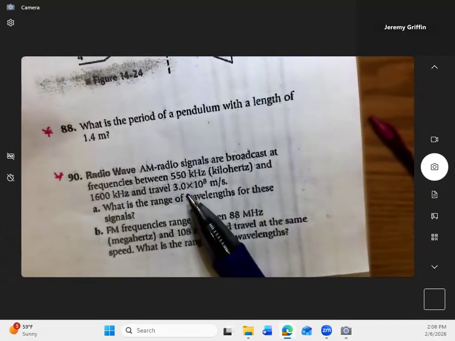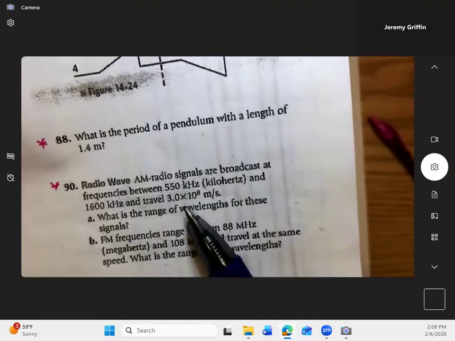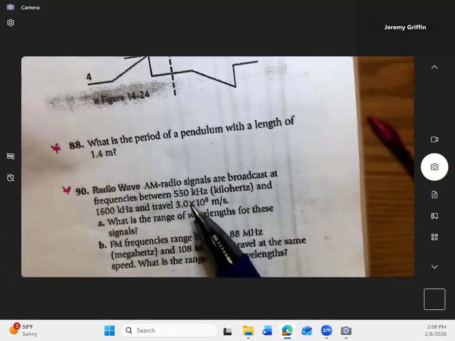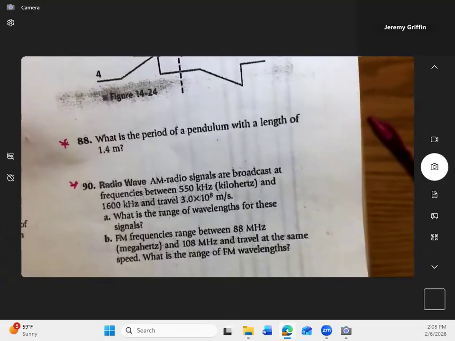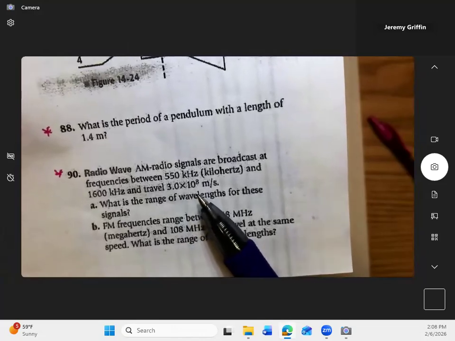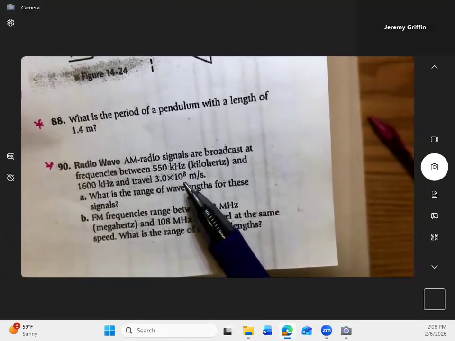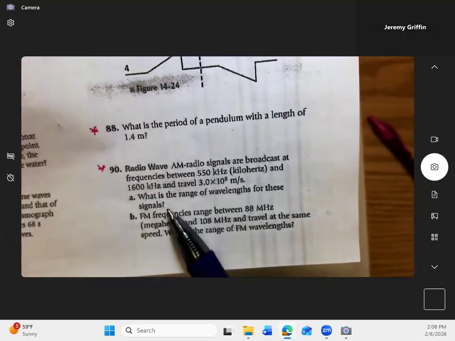You see that speed right there? 3 times 10 to the 8 meters per second? What's special about that speed? That's good, Mike. That is the speed of light. Wait a minute, is that true? Do radio waves travel at the speed of light? Yeah, they sure do. The speed of light is really the speed of all massless particles and all electromagnetic waves, which includes radio waves. Yeah, that's true.